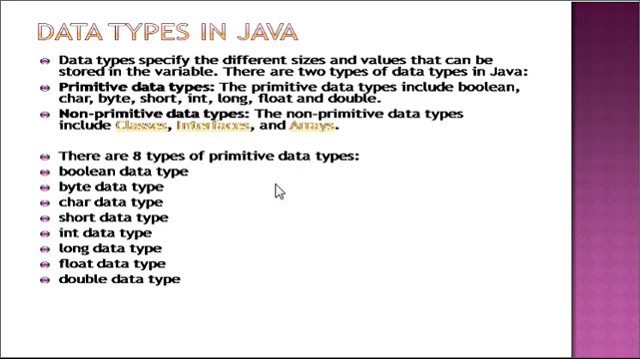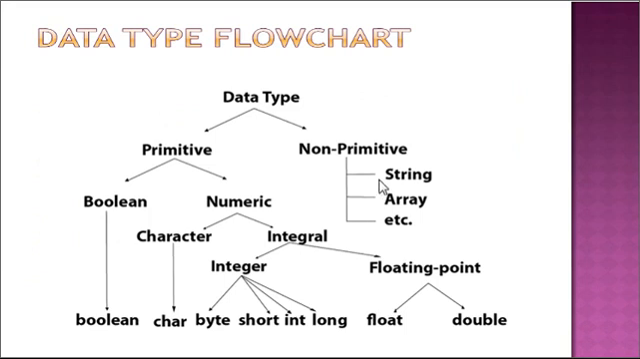There are 8 types of primitive data type in Java: boolean, byte, char, short, int, long, float, and double. Here is a flowchart of the types of data types. Firstly, data types are divided into two parts: primitive data type and non-primitive data type.